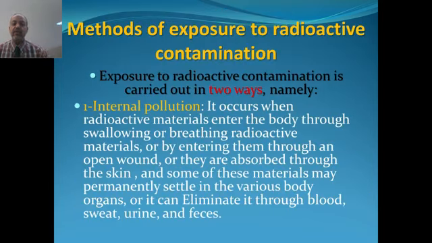What are the methods of exposure to radioactive contamination? Exposure to radioactive contamination happens in two ways. The first one is internal pollution. What happens to me when I am contaminated by radioactive material? Internal pollution is inside our body.